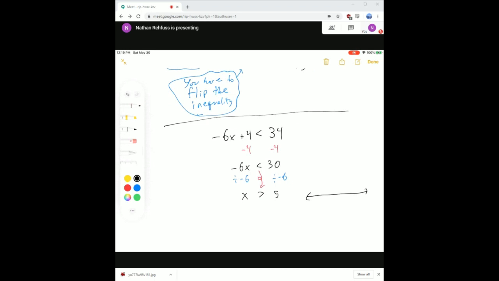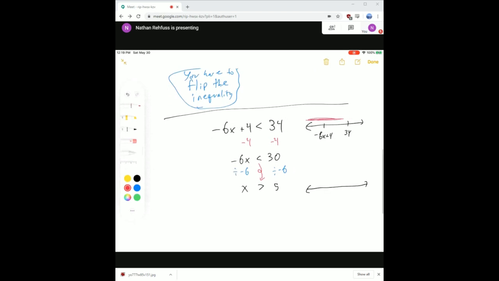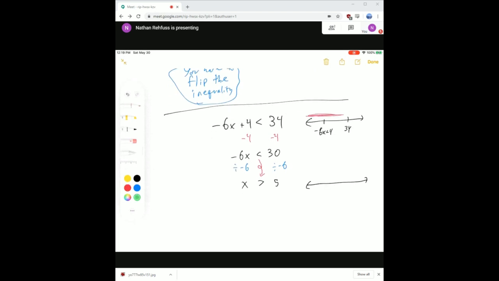So this is saying -6x plus 4 has to be to the left of 34. So it can be any number smaller than 34, any of these numbers. But this is saying x has to be to the right of 5. So that's any of these numbers.